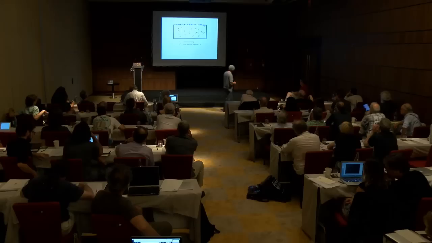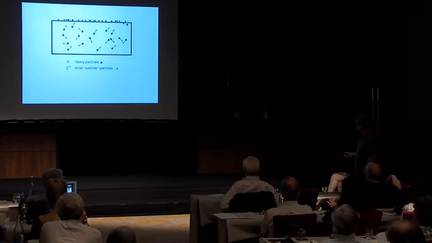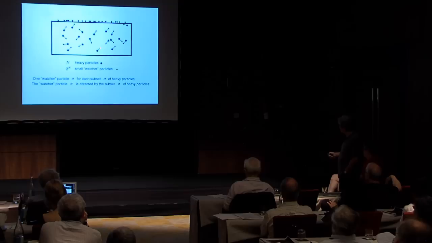2 to the n is the number of subsystems of n things, right? So each one of the small particles, the 2 to the n, is, as I'm going to see in a moment, physically related to a subsystem, a subset of the n particles. So each watcher particle sigma, I label them, the small ones, in the same manner I label a subsystem of them, because I assume they're related one to one. There's one watcher for each subsystem, okay?